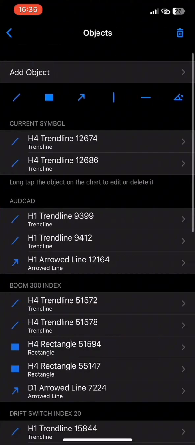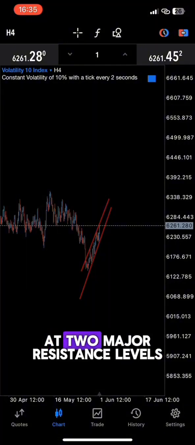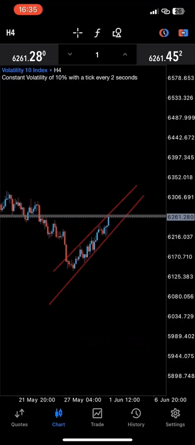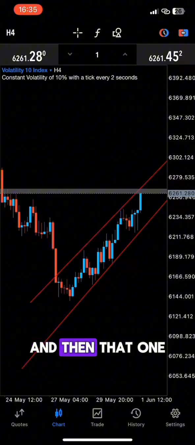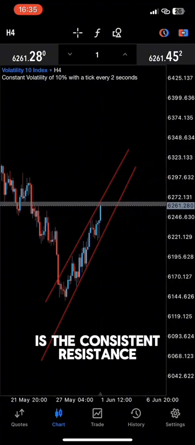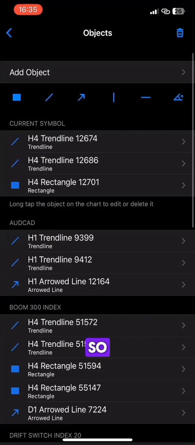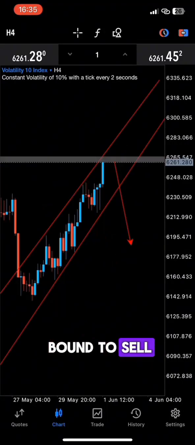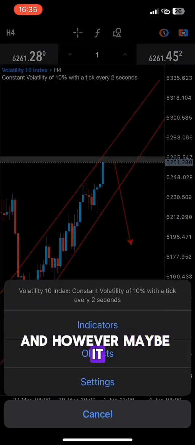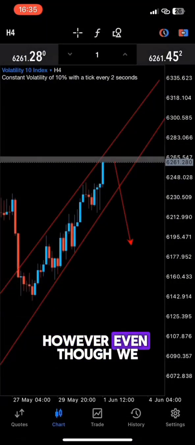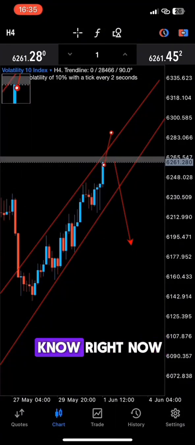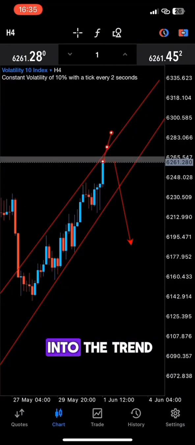At this point, the market is actually at two major resistance levels that are supposed to be respected. As you can see, this one is the trailing resistance, and that one is the consistent resistance. So these two resistance levels are bound to be respected, and the market is bound to sell. However, maybe it might break to the downside. Even though we don't have enough information that the market is going to break to the downside, at least what we know right now is that the market is going to sell into the trend.